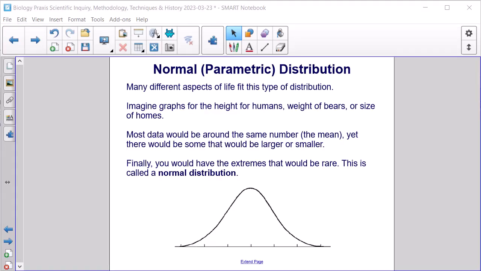Normal parametric distribution. Many different aspects of life fit this type of distribution. Imagine graphs for the height for humans, weight of bears, or size of homes. Most data would be around the same number, the mean, yet there would be some that would be larger or smaller. Finally, you would have the extremes that would be rare. This is called a normal distribution.